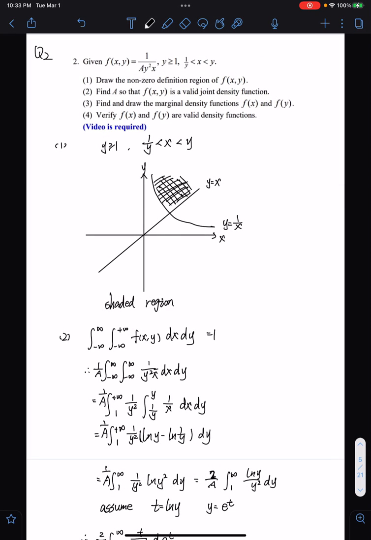Hello everyone, my name is Zhang Shuhan, and now I will introduce the method that I use to solve question 2 on homework 5. In question 2, we have the density function of XY, which is equal to this. And also we have the area of y and x.